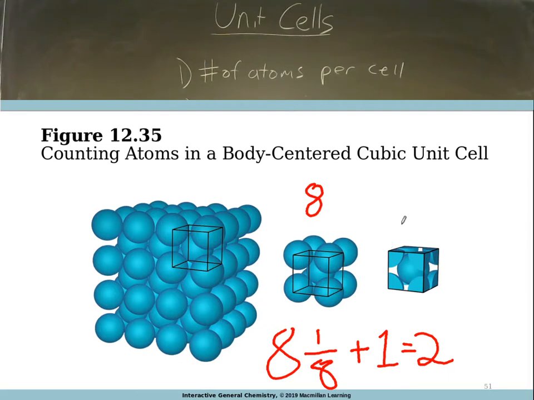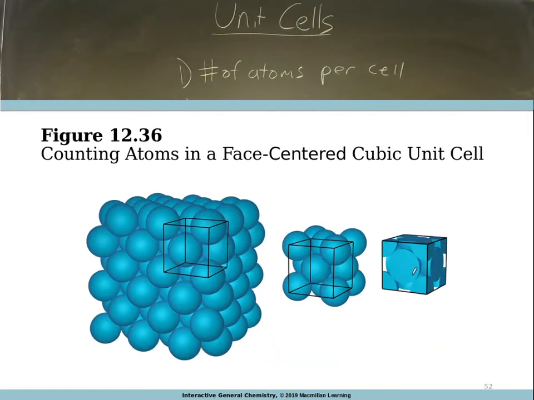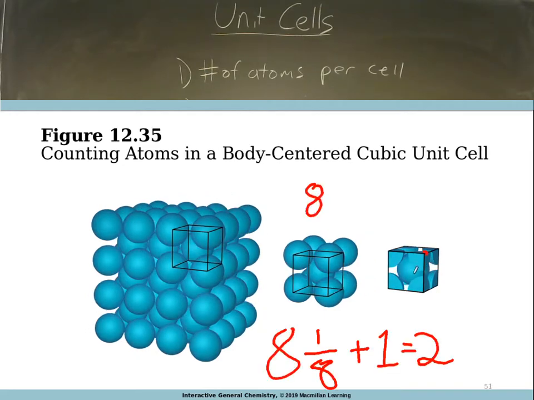Now, how do we figure out the relationship between the length of an edge and the radius of an atom? Well, this gets to be a little bit complicated. If I'm going to draw a line that makes contact from the center of one atom to the center of another atom, I would have to draw it from this corner here to the far corner on the far side over there.